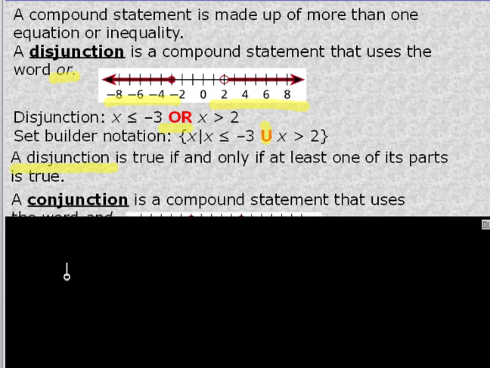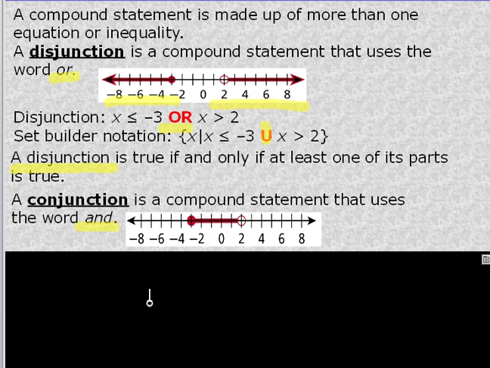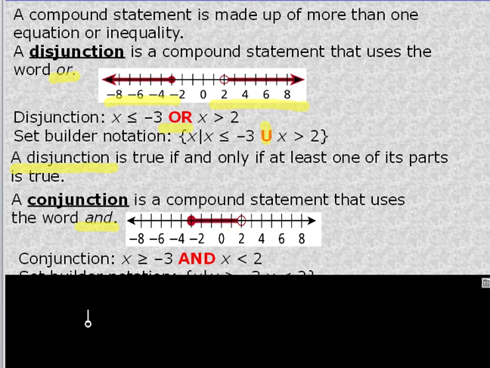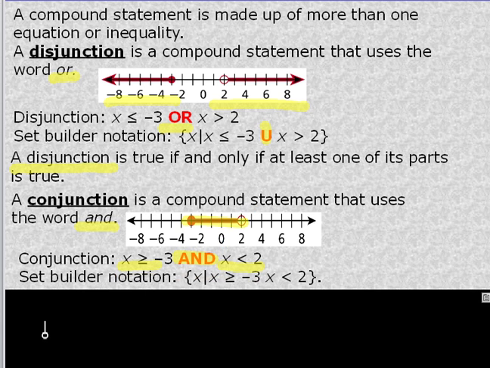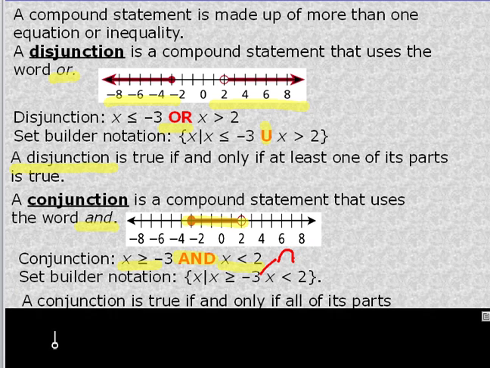but something to remember. A conjunction is a compound statement that uses the word and. So here's a number line where X is greater than or equal to -3 and less than 2. Notice this part looks the same. The only difference is the word in the middle, which is an and. But the number line, of course, looks quite a bit different. Here's the set builder notation. We're actually missing, yes, there should be an upside down U there to represent the and.